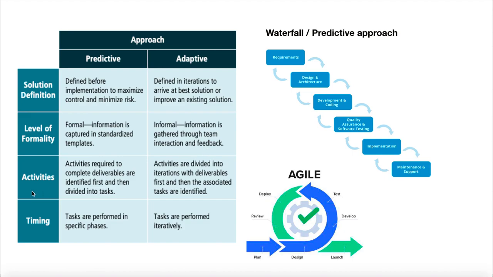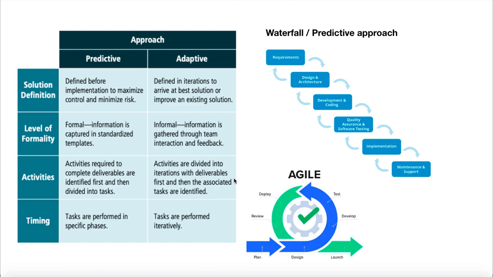The next one is the activities. In the predictive approach, deliverables are identified first and then divided into tasks. So you need to have a very clear cut plan and approach as to how you are going to do the implementation. Activities are required compulsorily to complete the deliverables and are identified first. So you need to identify everything initially so that it can then be divided into tasks for people to take up. When you look at the adaptive approach, activities are divided into iterations.